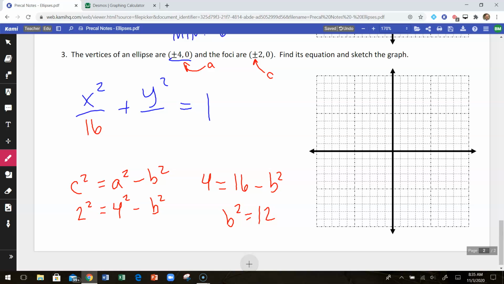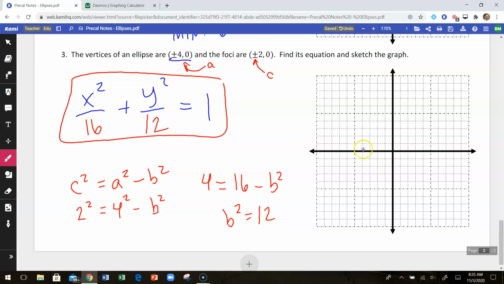Now I could solve for b. b is going to be the square root of 12, but what goes underneath, if you think about our equation, it's over a squared and over b squared, which means that 12 is going to be the number underneath y. So this is our equation.